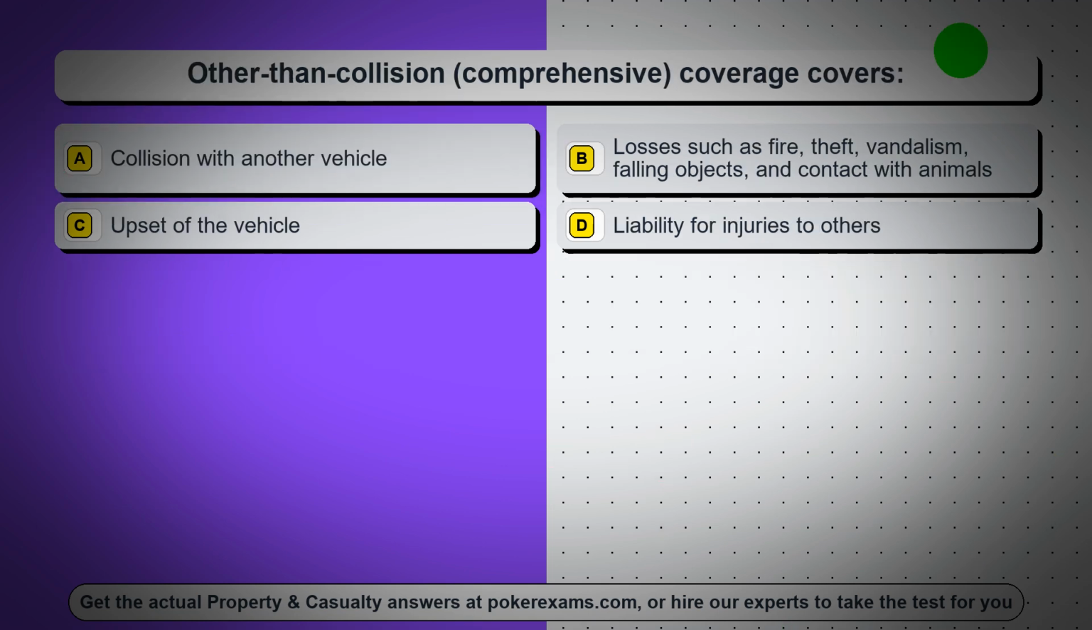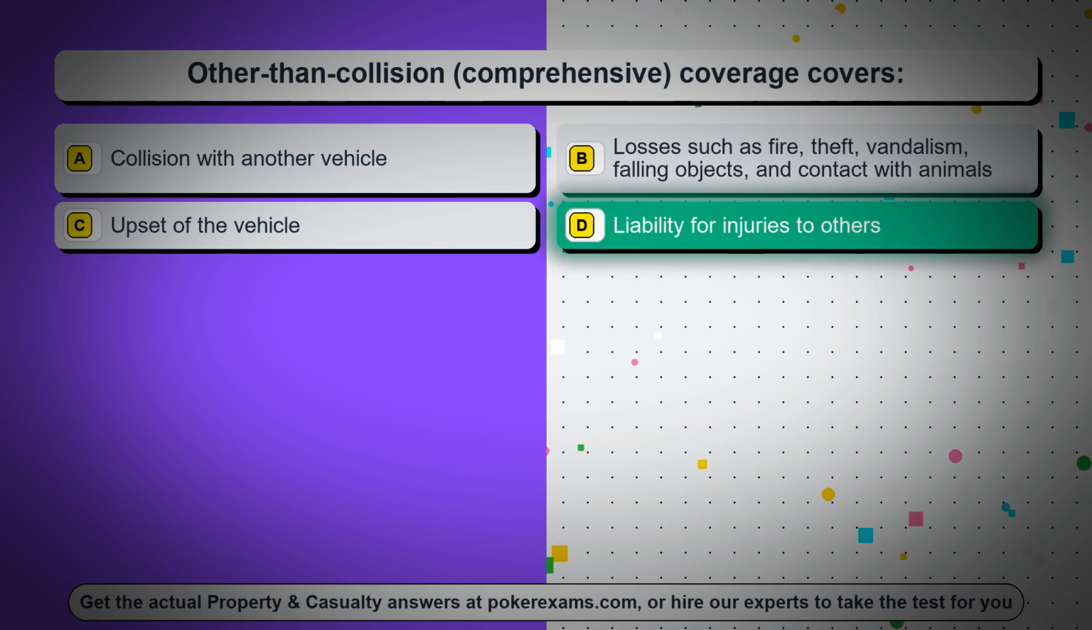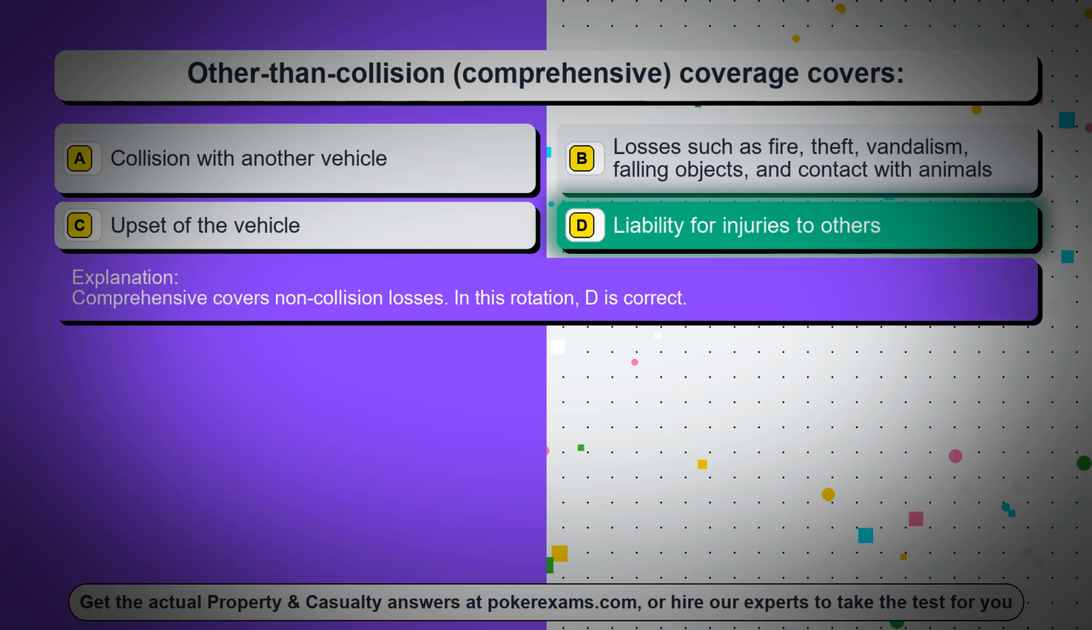Question 10. Other than collision, comprehensive coverage covers, Option A, collision with another vehicle, Option B, losses such as fire, theft, vandalism, falling objects, and contact with animals, Option C, upset of the vehicle, Option D, liability for injuries to others. The correct answer is Option D, liability for injuries to others. Comprehensive covers non-collision losses. In this rotation, D is correct.